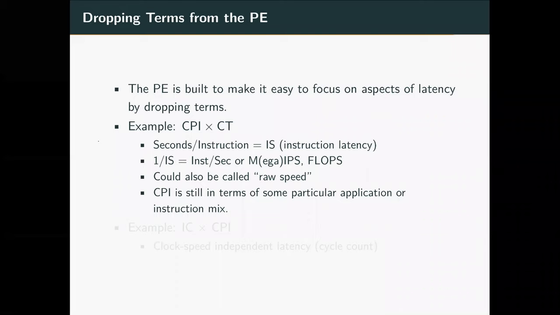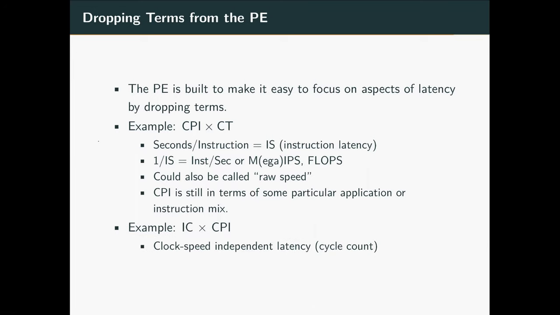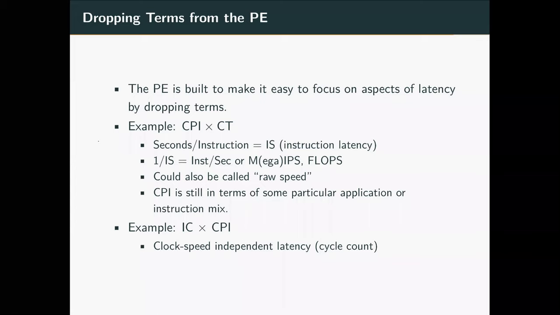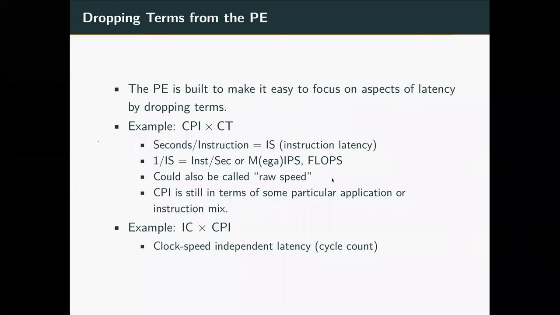We do have to fix our instruction mix and the application, but like I said, we could just pick that more arbitrarily than profiling a specific application. Here's another example of dropping terms from our performance equation. In this case, we're just dropping the cycle time. And so this is just the clock-speed-independent latency, the cycle count.